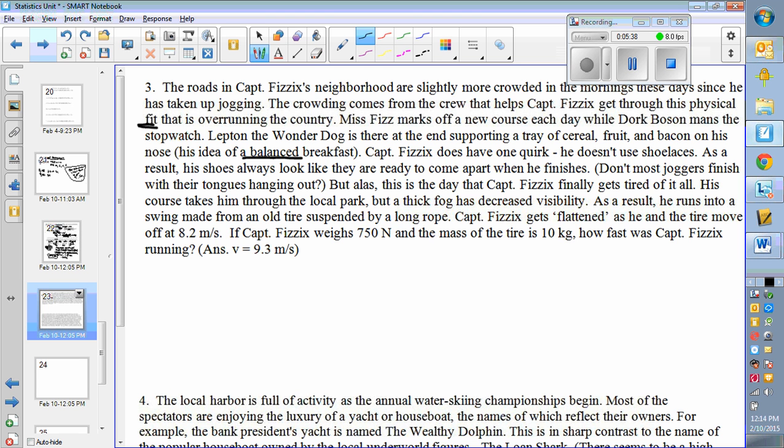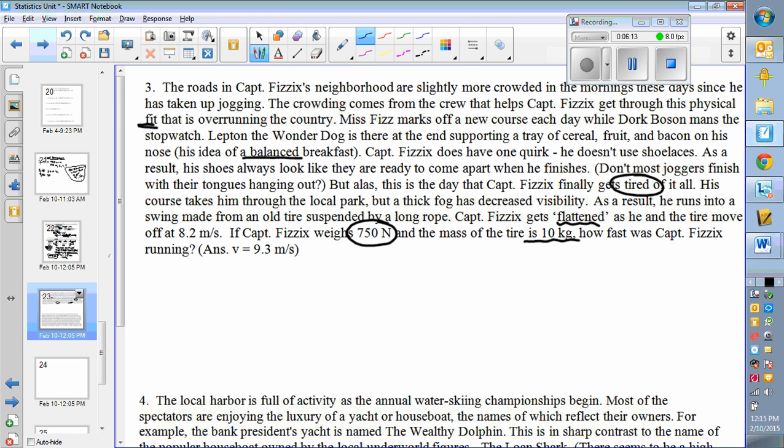But alas, this is the day that Captain Physics gets tired of it all. There's a tire at the end of this. His course takes him through the local park, but a thick fog has decreased visibility. As a result, he runs into a swing made from an old tire suspended from a long rope. Captain Physics gets flattened as he and the tire move off at 8.2 meters per second. I give you Captain Physics' weight, not his mass, but I do give you the mass of the tire. And how fast was Captain Physics running initially?